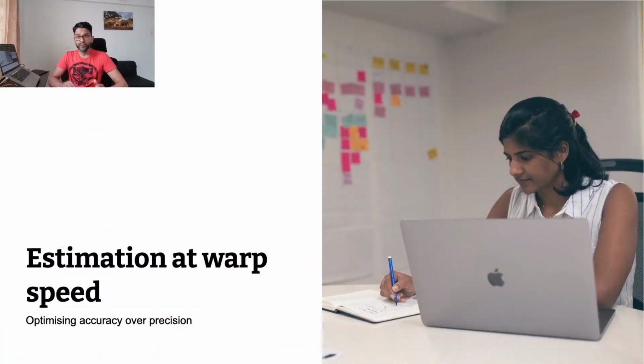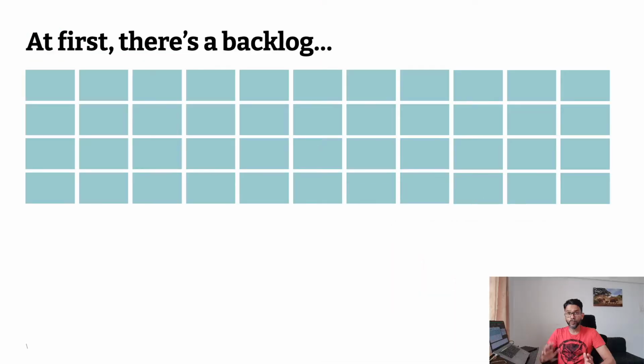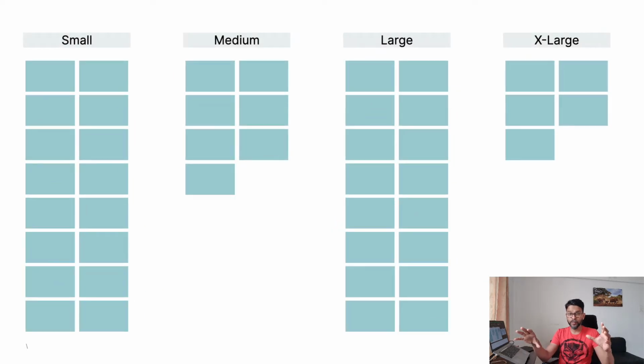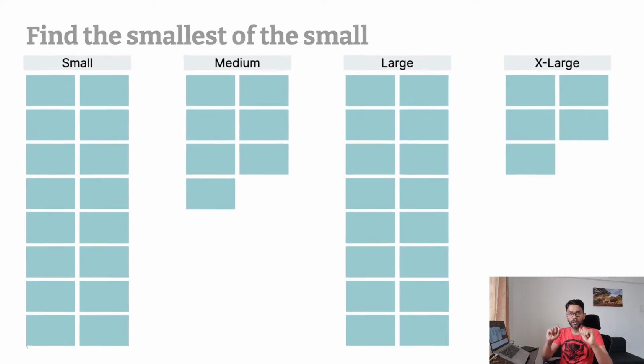Well, there's a quicker way of doing it, especially at the start of a project when you have a huge backlog to contend with. So, what do you do in that case? Now, a good time saving trick is to first segregate these into t-shirt sized buckets. So, you create those buckets small, medium, large, and extra large, and sort all of the stories into each of those buckets.